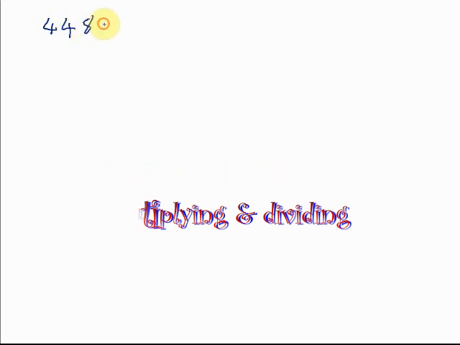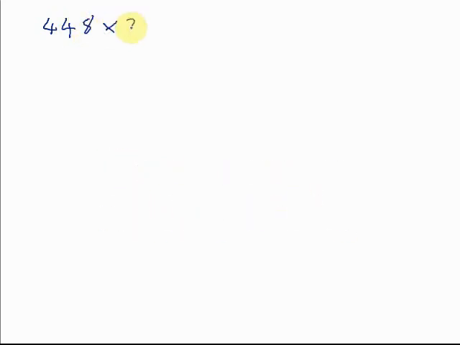Let's suppose we want to multiply 448 by 23, say. Okay, now let's take the smaller number first, which is 23, the smaller of these two numbers that we have to multiply together. Now, what is 23? 23 is 2 tens, which is 20, plus 3 ones.